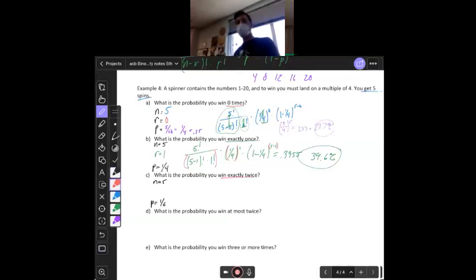Okay. You spin it 5 times. 2 times you land on a multiple of 4. The other 3 times you do not land on a multiple of 4. So just changing that r value to 2 now.